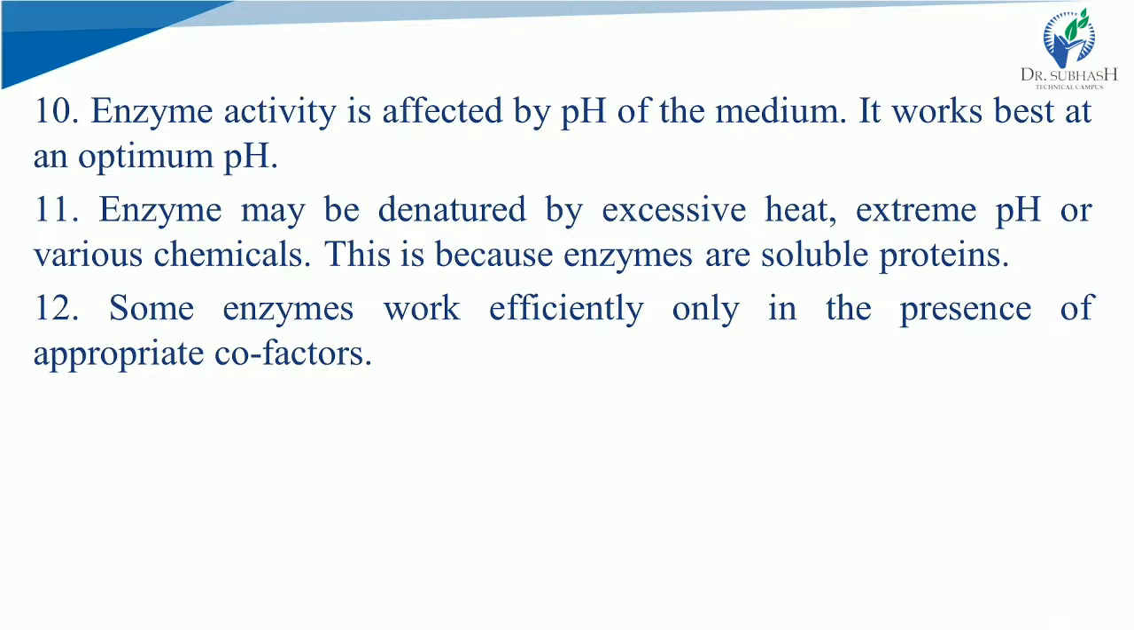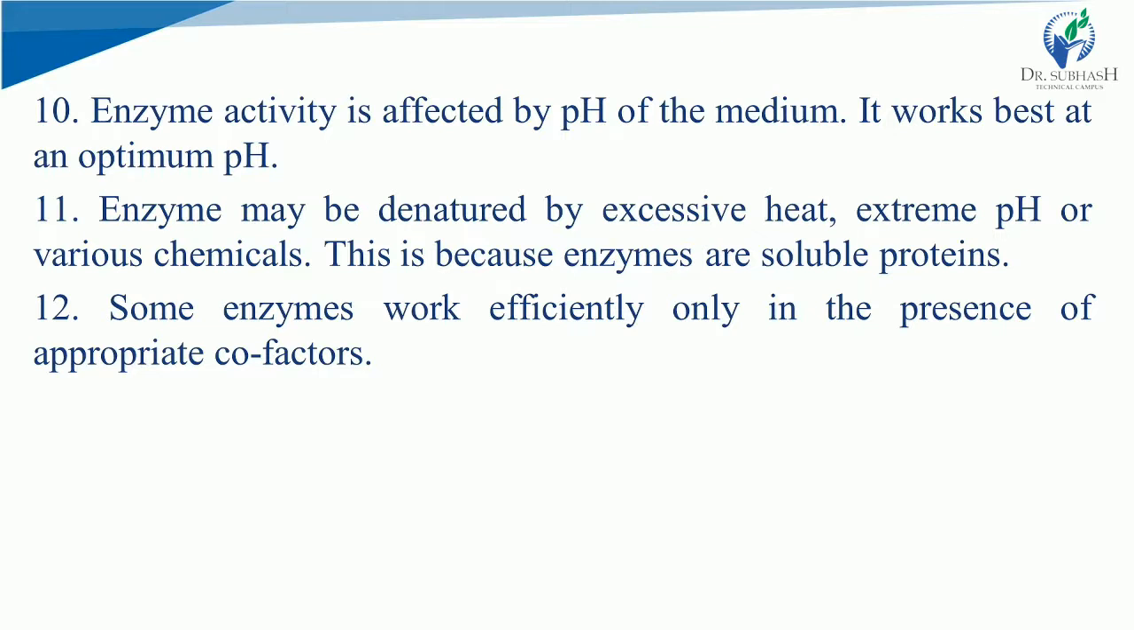Which means, when I said to remember the last point, enzymes are proteins, right? So these cofactors are non-protein substances that help some enzymes to work or function efficiently. Basically, there are three types: activators, coenzymes, and prosthetic groups. Activators are substances which are necessary for the functioning of certain enzymes.